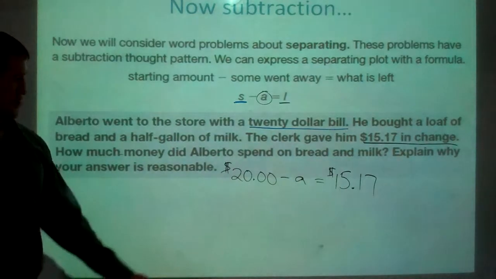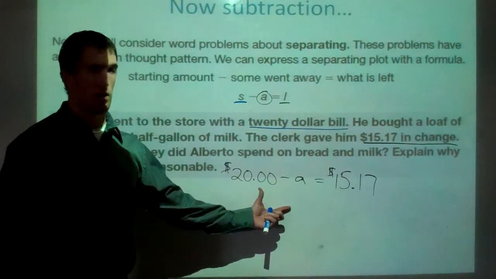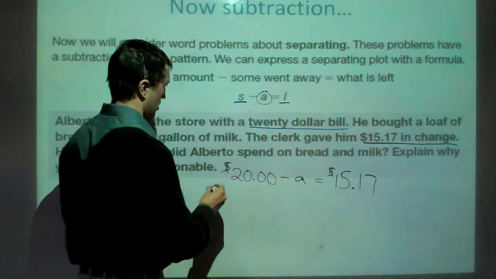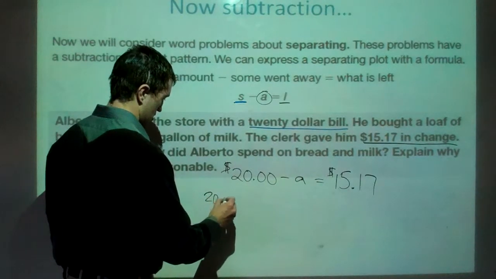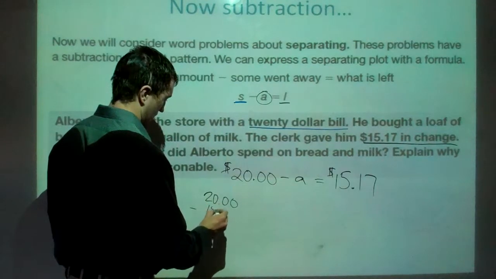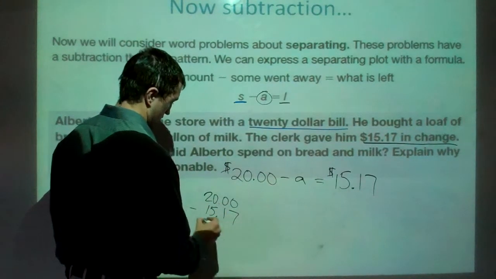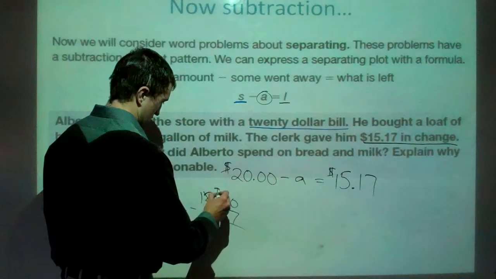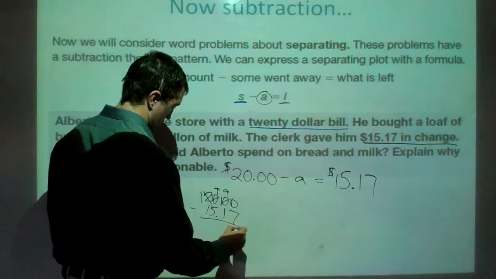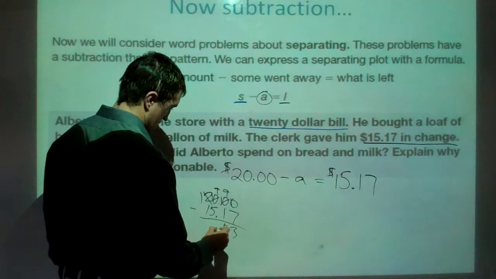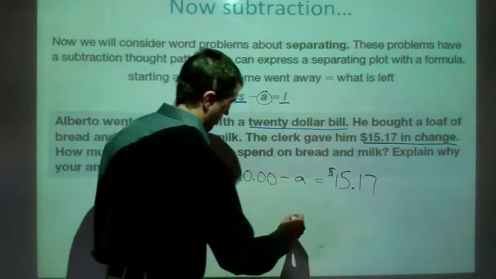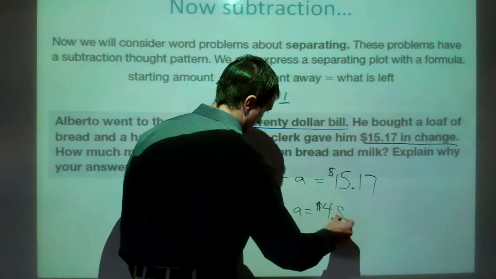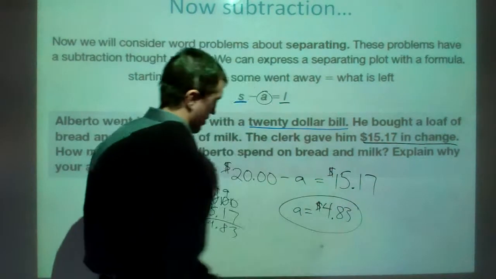Alright, this is just like one of the scenarios that we just saw. The variable is being subtracted, so we're just going to do 20 minus 15.17. So I'll do that quick. 9, 10, 3, 8, 4. So 4.83. And there we go.